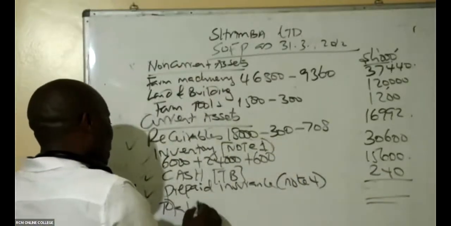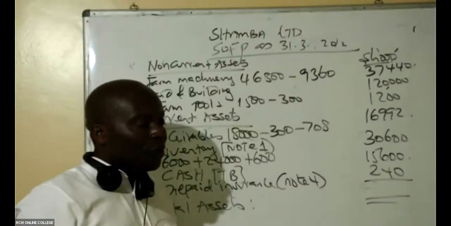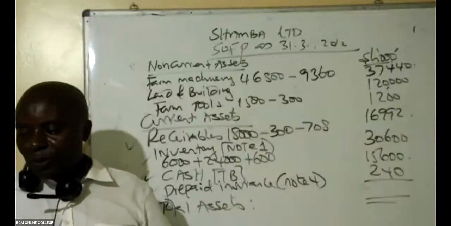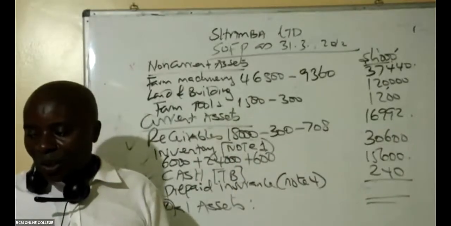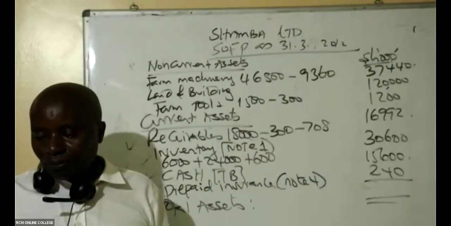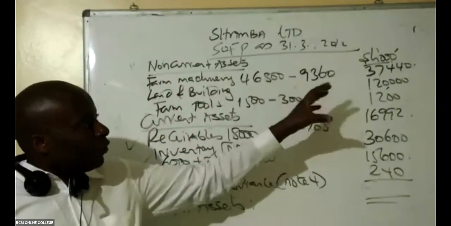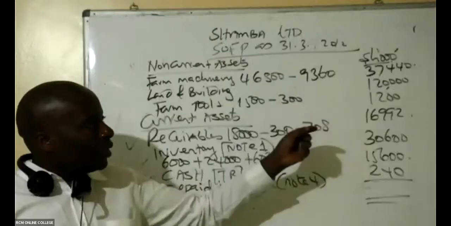Please give me all the total assets here. How much do we have? Total assets. Is there somebody who can just add for us, spread it for us, and give us total assets? Like a ninja. The 7,440 plus 120,000 plus 1,200 plus 6,992.